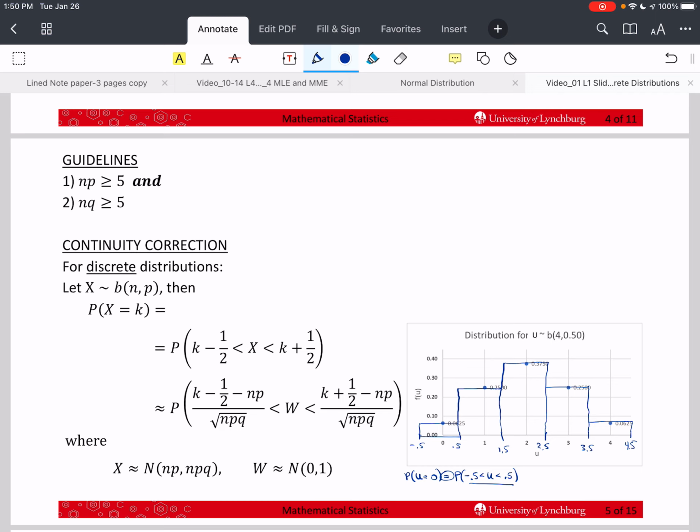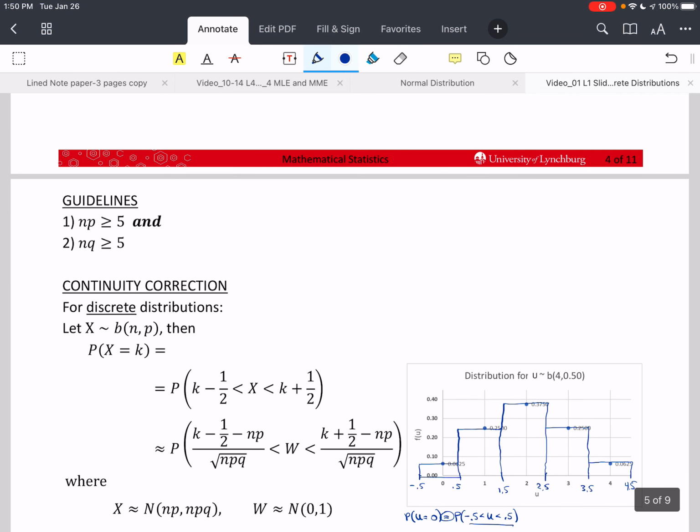So what are we going to do? Well, first we need to look at the guidelines. And these are the minimal guidelines. Just because you meet this guideline doesn't mean you're going to have a good approximation. Again, the bigger n is, the better. And also, the closer p is to 0.5, the better. Why? Because that's going to maximize these two values.